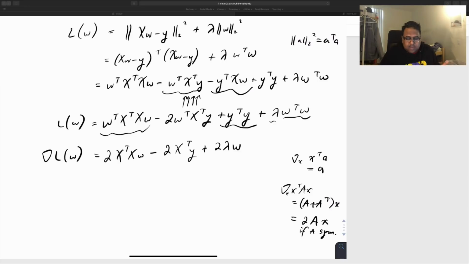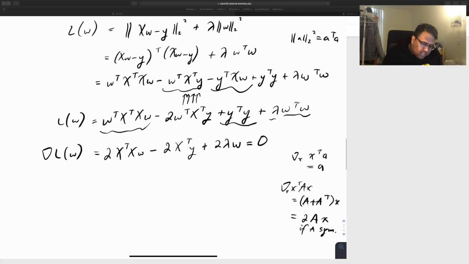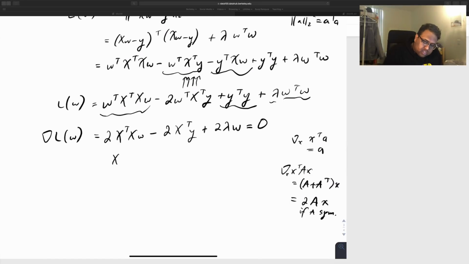That was a lot to take in, but most of it is identical to what we did with standard OLS. To optimize, take the gradient and set it equal to 0. Now we solve. First we note that we want to collect all of the W's on one side of the expression, and we can divide both sides by 2 as well. So we have X transpose XW plus lambda W is equal to X transpose Y.